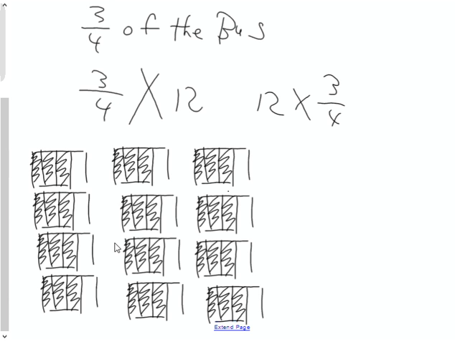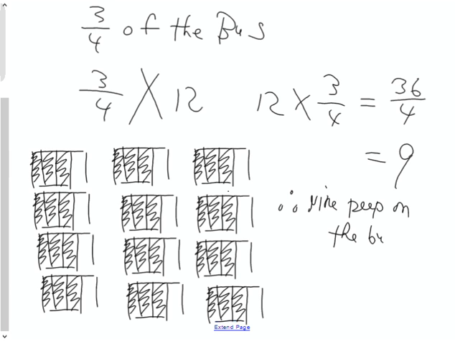I'd have 36 quarters. Now, if you drew it, you're a sucker, because you could have just thought of it that way. And what is 36 quarters, or 36 divided by 4 as a whole number? It is 9. So therefore, there are 9 people, 9 peeps on the bus. 9 peeps, you got to pluralize it. 9 peeps on the bus.